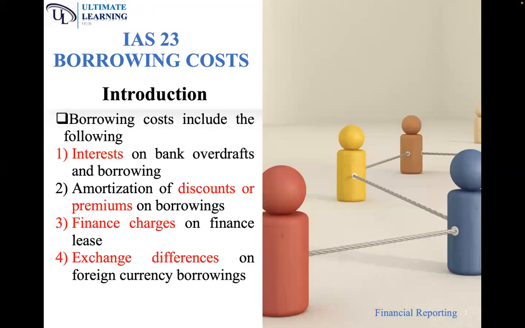Point number 2, amortization of discounts and premiums on borrowings, we will cover under a standard called IFRS 9 financial instruments. Finally, it may also include exchange differences on foreign currency borrowing. When we borrow in foreign currency, the exchange differences are also part of borrowing costs. So basically, borrowing costs, let's just have it as the return on the funding, on the loan, the interest that you pay. It's not the principal, but rather the interest that is paid.